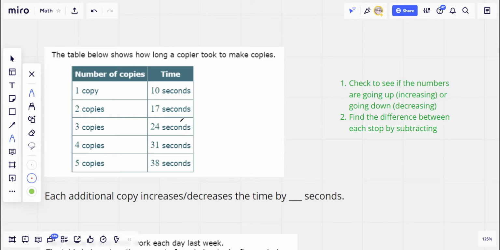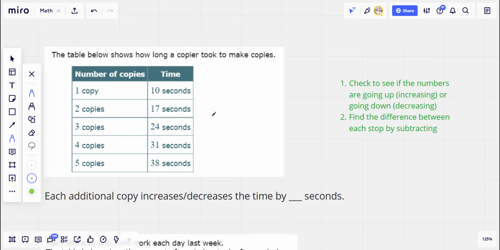In these problems, we are given a table of values. In this case, how long it takes in seconds to make a certain number of copies. One copy takes 10 seconds, two copies take 17 seconds. And what we're supposed to do is notice the pattern.